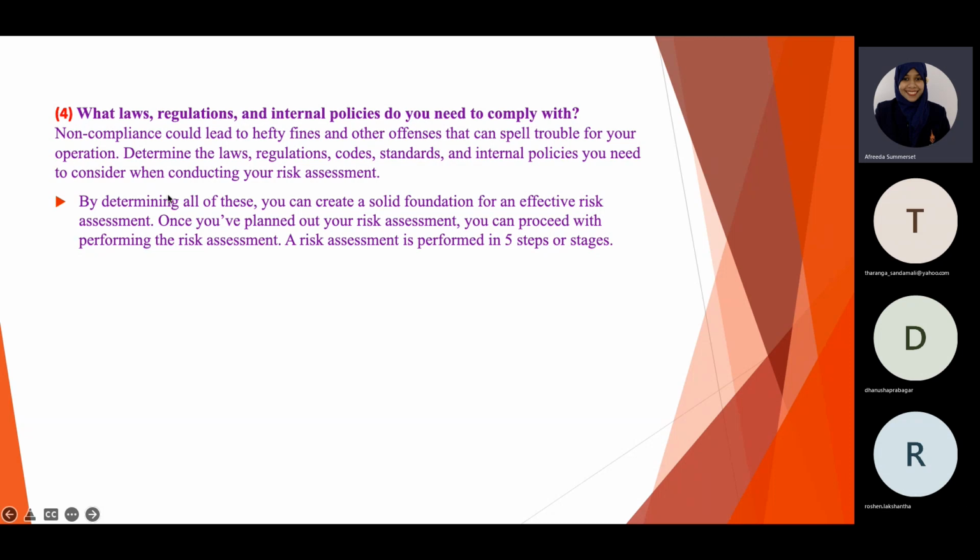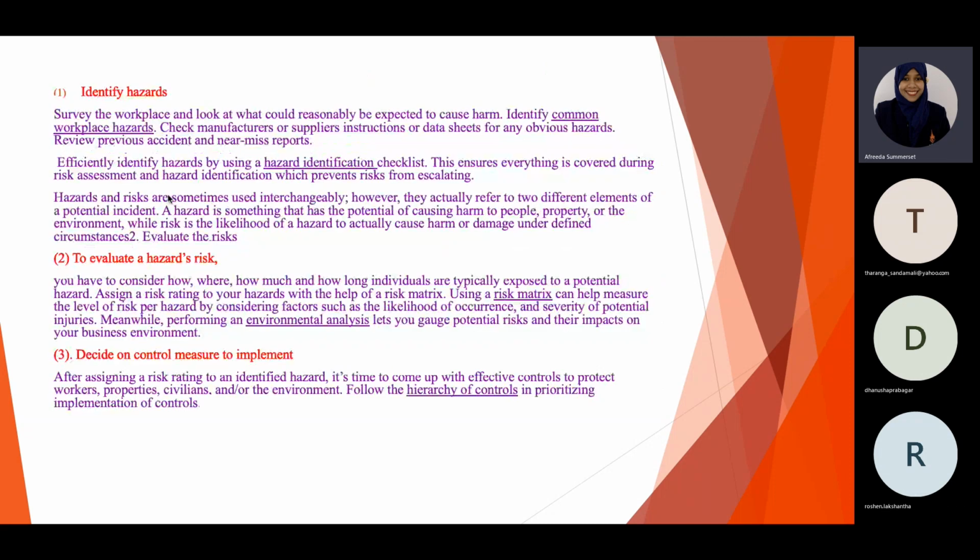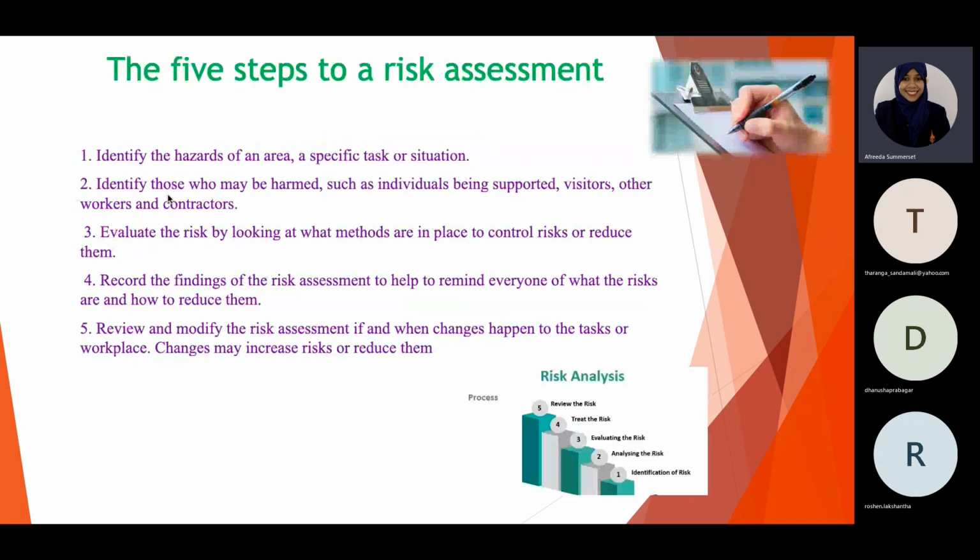By determining all these, you can create a solid foundation for an effective risk assessment. And once you plan out your risk assessment, you can proceed with performing it. And risk assessment is performed in 5 steps or stages. So these are the 5 steps and stages that we discussed, right? If you summarize it, this is it: identify, analyze, evaluate, treat, and review. So that's like a summary. If you understand a risk, what it is and how it's happening, anyone can classify it based on these 5 processes. Okay.